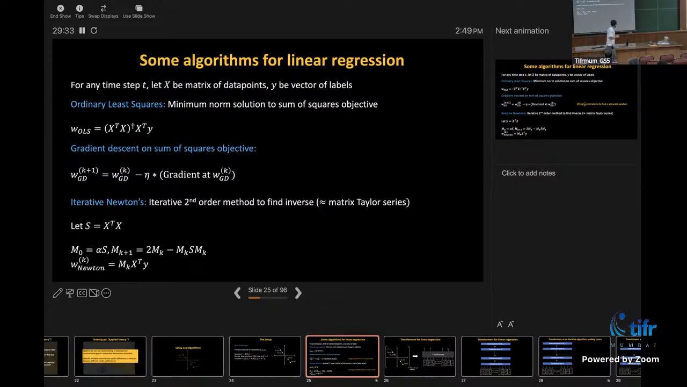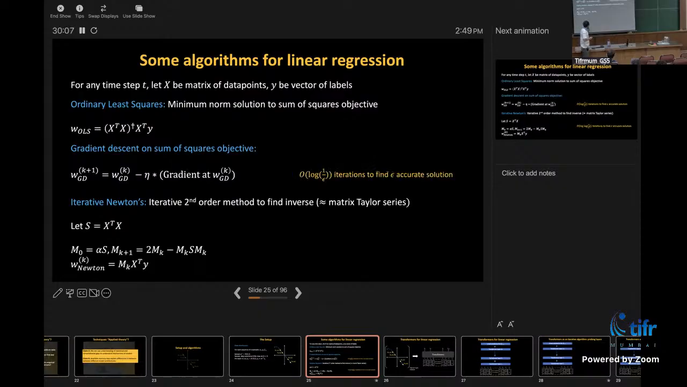But essentially, to do ordinary least squares, you need to find the inverse of this matrix X transpose X. What iterative Newton does is that it iteratively finds an estimate of this inverse. So it's just doing matrix Taylor series. So think of the inverse of 1 over x. You have all of these power series terms, all of these higher moments, and you keep adding higher and higher moments, and that gives you a better and better estimate of the inverse of the matrix. So that's what this iterative Newton does. And once you have this estimate of the inverse of the matrix, you plug that into your OLS solution, and that gives you an estimate of W.